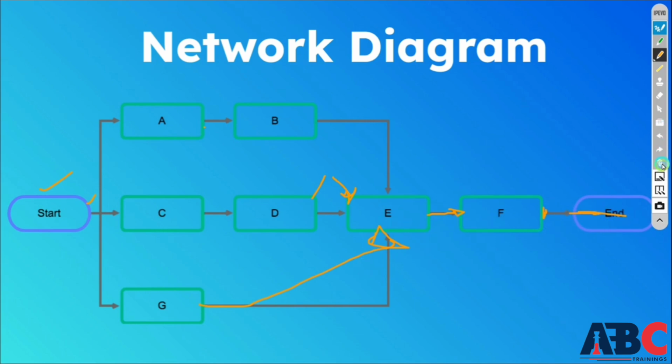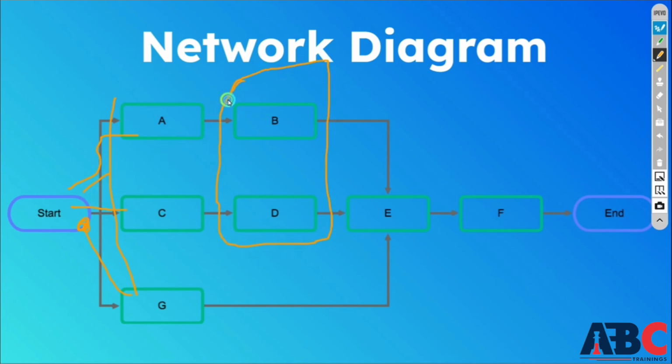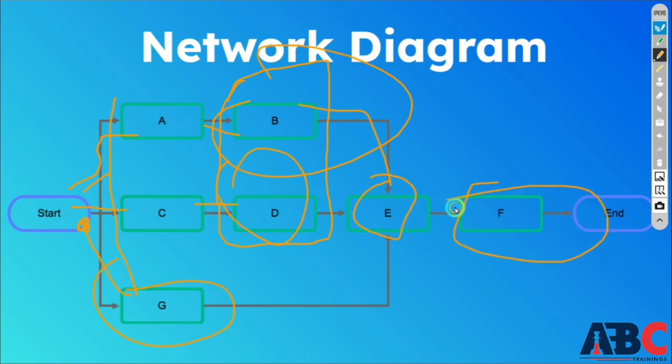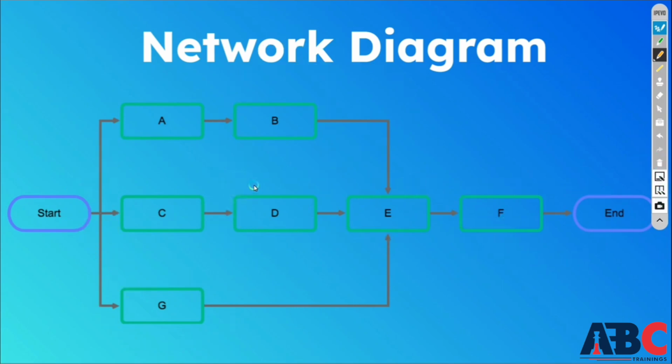So what are predecessors and successors exactly? Here you can see that for A, your predecessor is start, for C it is start, for G it is start. B and D are for A and C, E is for B, D and G. So these are your predecessors because E depends on them. So we will call it predecessor. After that, for F activity, what will be the predecessor? E will be the predecessor, okay? And for this end activity, what will be the predecessor? F will be the predecessor. So this is your predecessor.